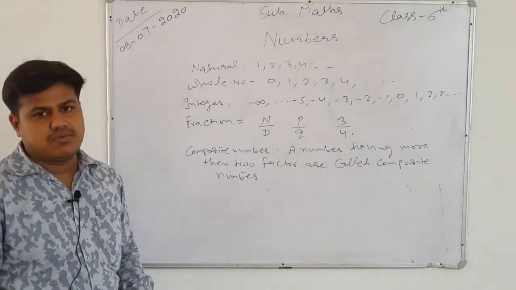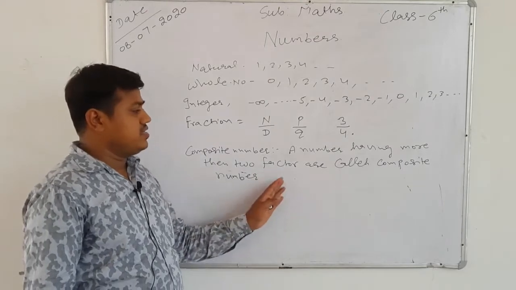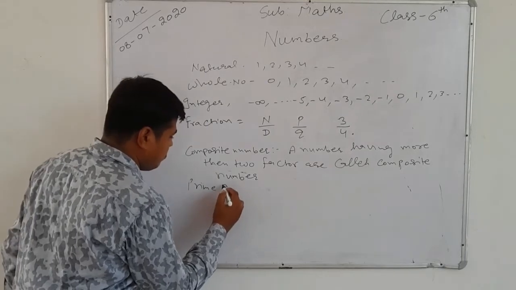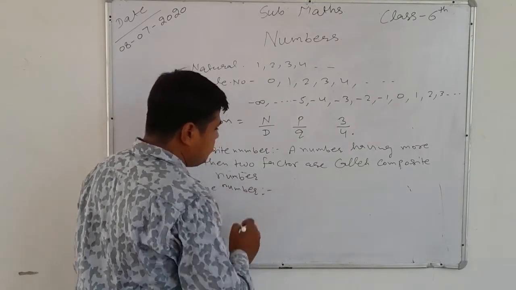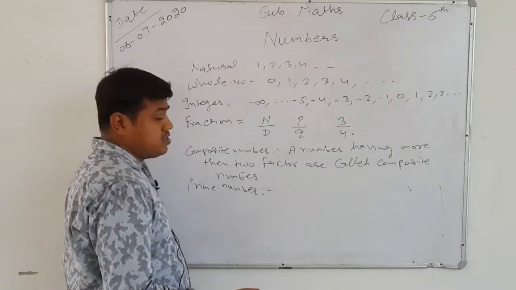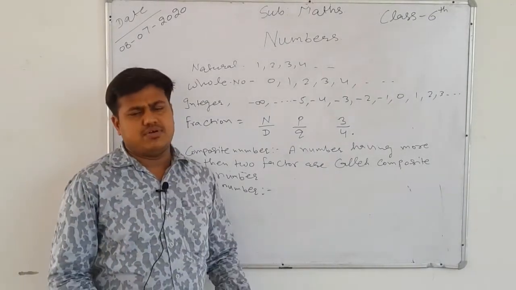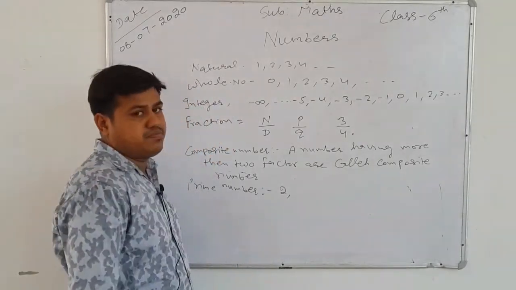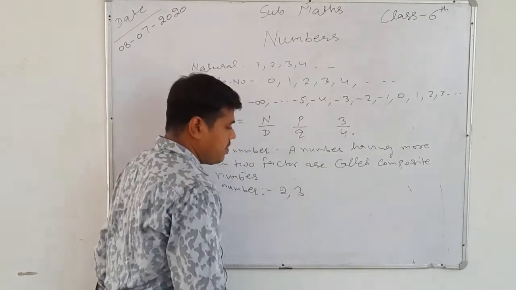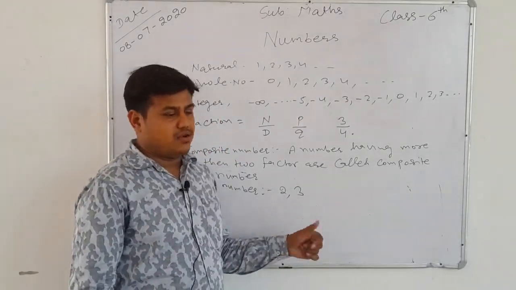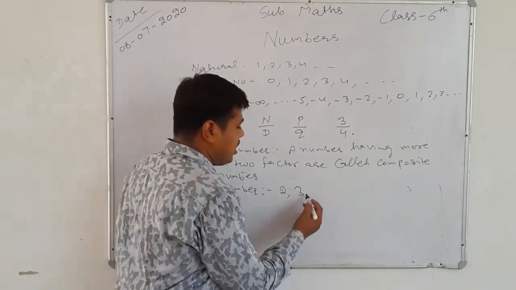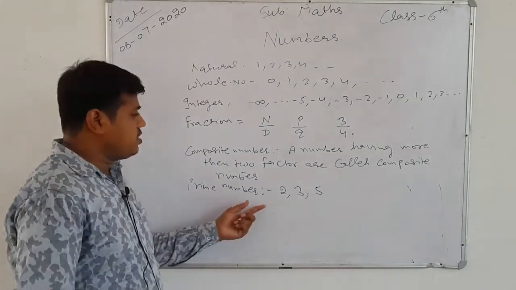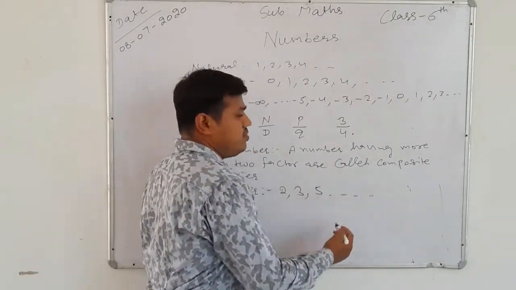So what are factors? We will discuss later. After that, prime numbers. Prime numbers are those numbers which are divisible only by itself and the number 1. Like 2 is the smallest prime number. 3 is divisible by 1 and also by itself, 3. Like 5 is divisible by 1 and 5. So these are the prime numbers and so on. There are so many prime numbers.